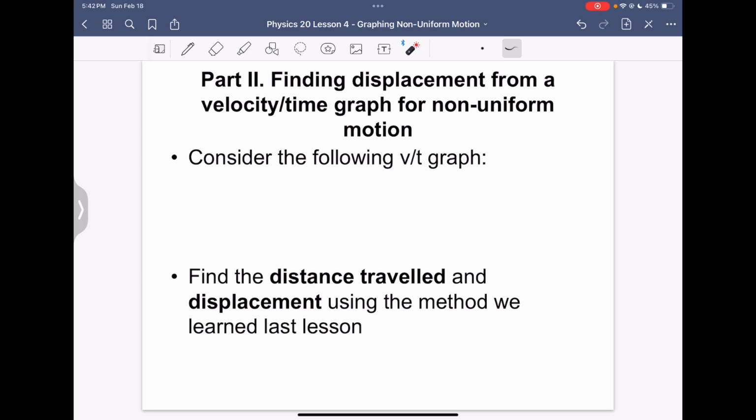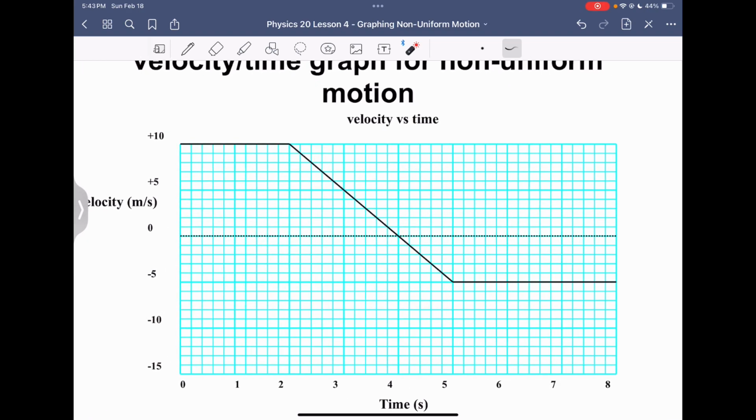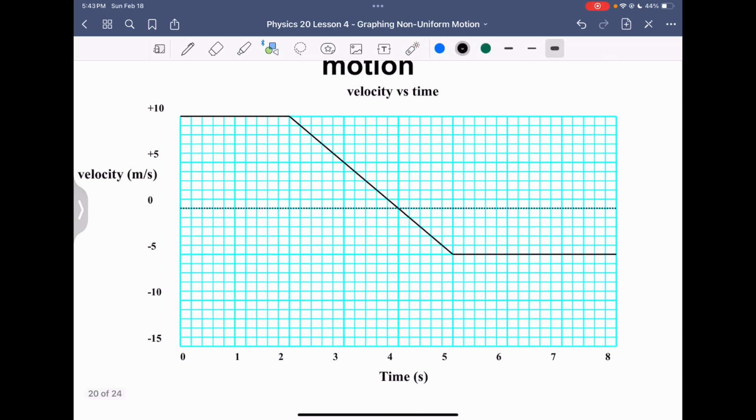Find the distance traveled and find the displacement. So we're going to look at a velocity time graph and use areas to help us figure this out. So suppose I give you this graph, velocity versus time. What we have to do is segment this into a bunch of different pieces and then add those pieces together in a specific way that either gives us displacement or gives us the overall distance.